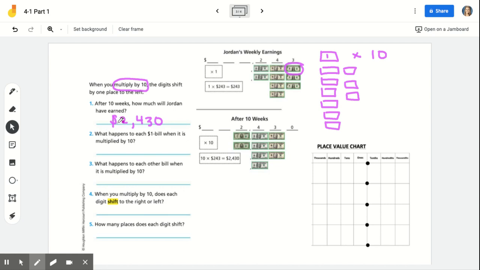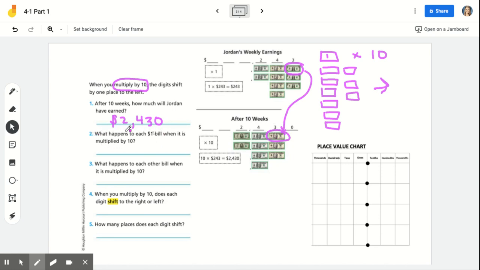What happens to each $1 bill when it is multiplied by 10? How many times as great is that then? So I could even show this within the book. This $1 bill became now a $10 bill. Basically, we exchanged it. We took these 10 $1 bills and exchanged it for one $10 bill. And then how many times as great is a $10 bill compared to a $1 bill? $1 bill times 10, so now it's going to become 10 times as great and again be exchanged. So that will be the answer for number 2.